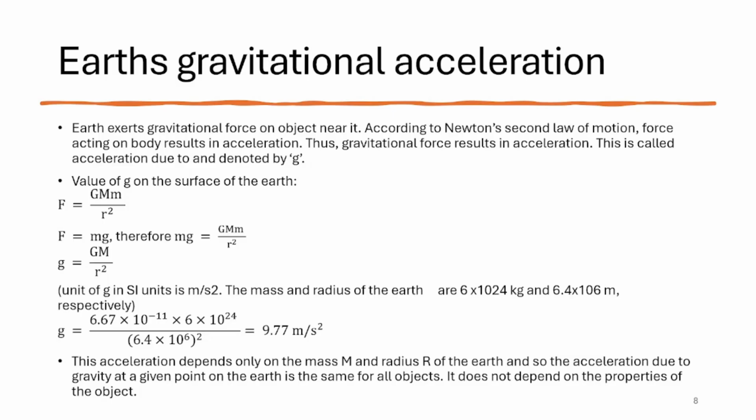So by looking at this, we get that the acceleration due to gravity will depend upon the mass and radius of Earth. And so the acceleration due to gravity at a given point is the same for all objects.